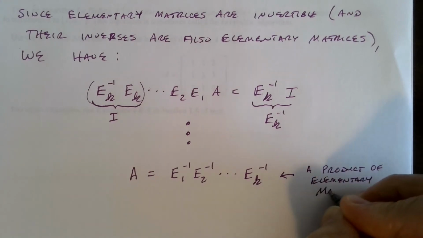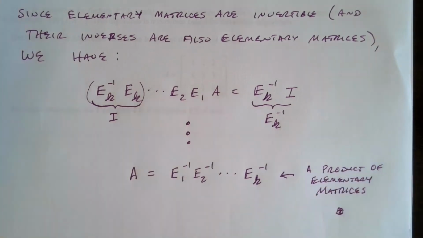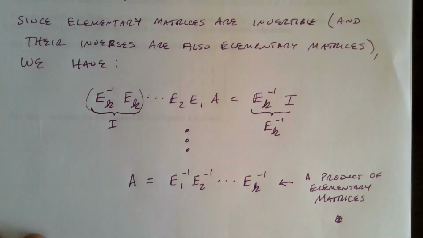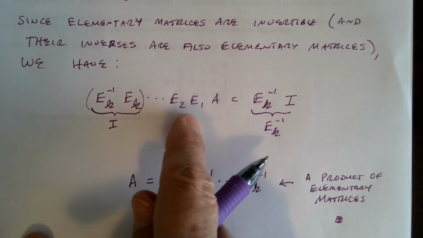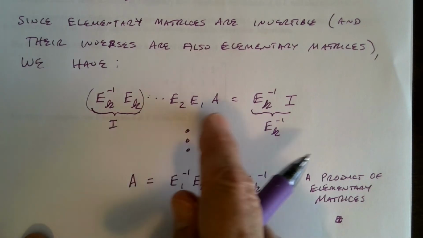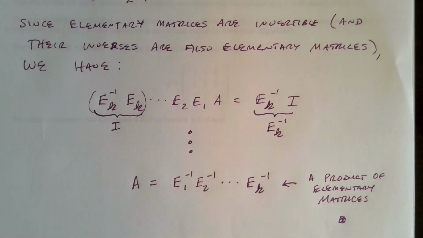And that's what we were supposed to show. Now this product of elementary matrices is not necessarily unique. There are many different sequences of row operations that you can do to get A into the identity. It's not unique, but nonetheless it is a product of elementary matrices.